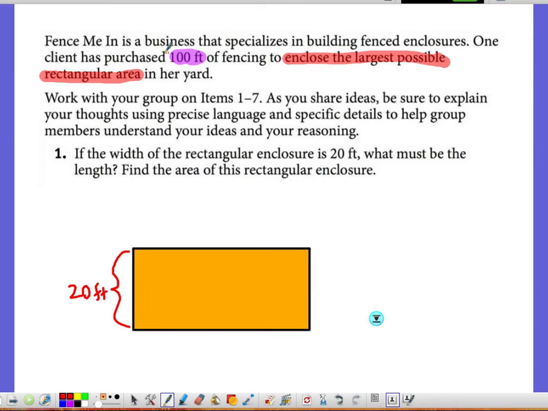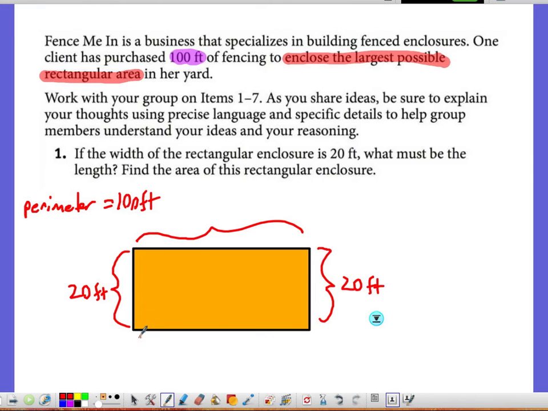Now, it says that the total fencing is 100 feet. And so that means I'm going to use all of it. So that means that the perimeter of this rectangular area is going to be 100 feet. I'm not going to have any left over or any unused. I'm going to use all of it, all 100 feet. Now, since this is a rectangle, since the width is 20 feet, both sides are going to be 20 feet. That means that the length of this is also going to be the same as this.